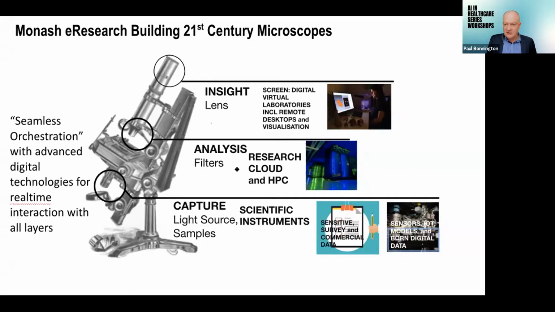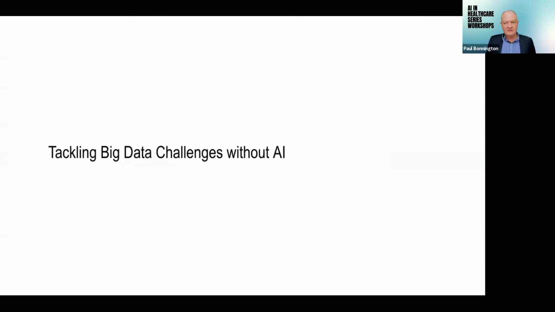So our journey with the eResearch Centre has been to build these over and over again. And over the 13 years, we've essentially brought together these capabilities to drive a workflow or a research pipeline that stitches together scientific instruments, high performance computing, research cloud, data storage, and then the computer screen and where the researcher engages. I'm going to give you a few examples of where we've applied this methodology in the big data challenges.